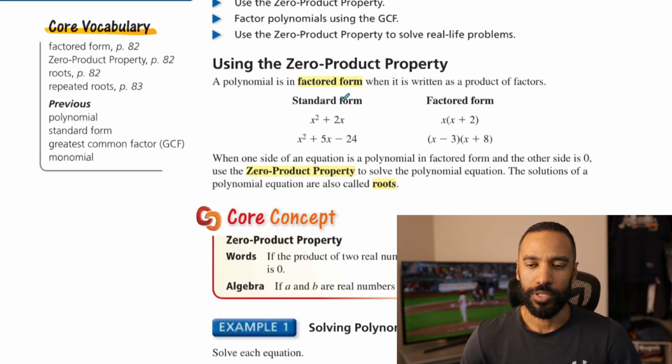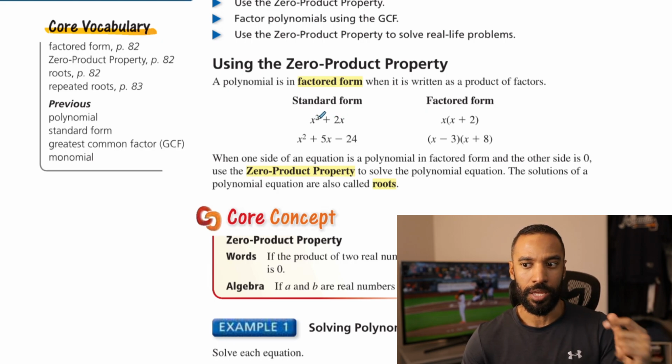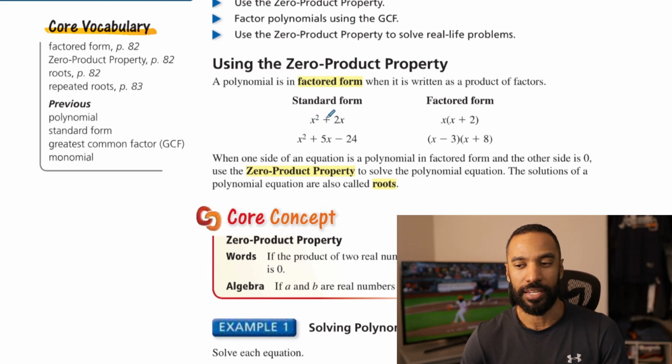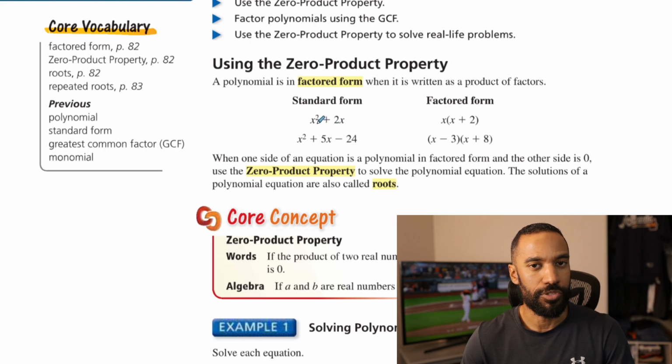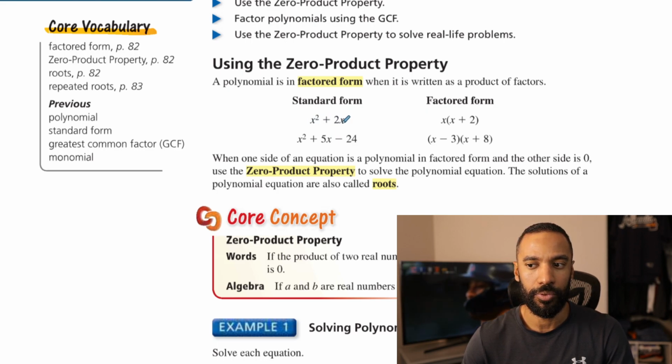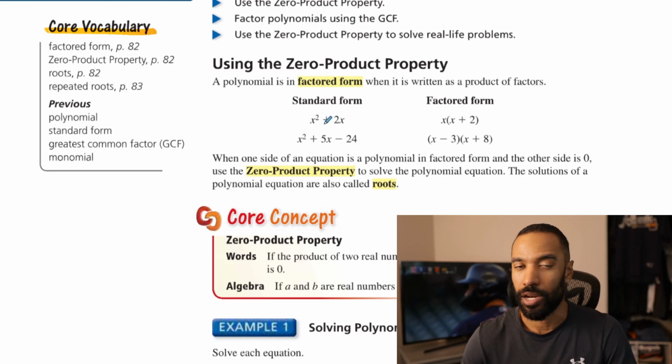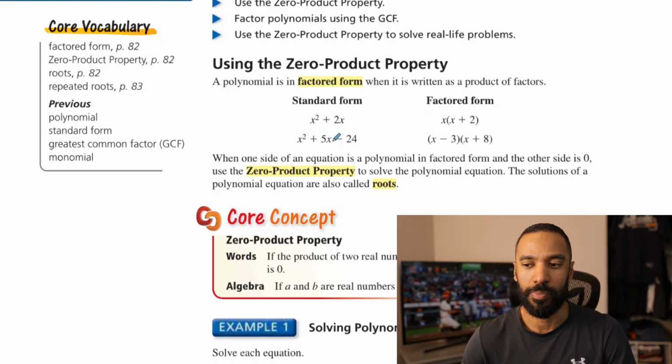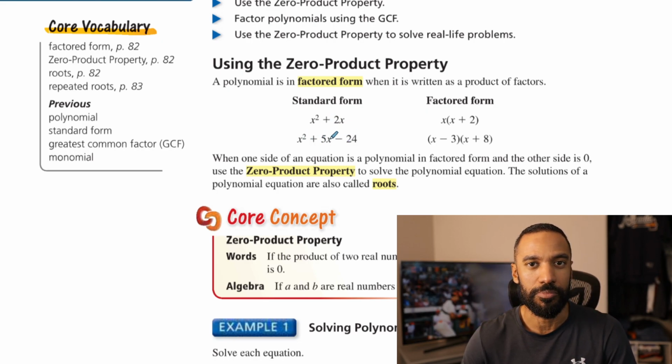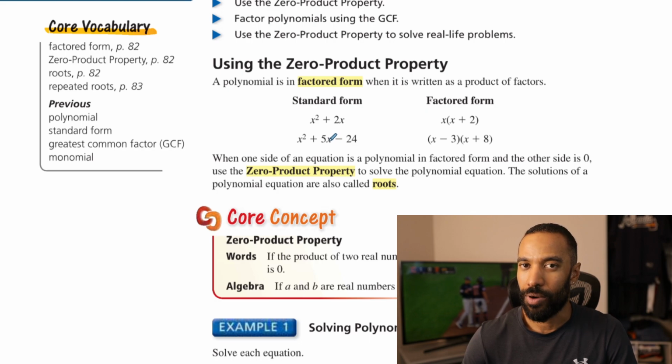So here you see what's known as standard form. We've talked about that before, meaning descending order of degree, but terms separated by pluses or minuses. But this is not a product of two numbers. Here I have an x squared plus 2x. That's a sum, not a product. x squared plus 5x minus 24. Sums and differences, not products.